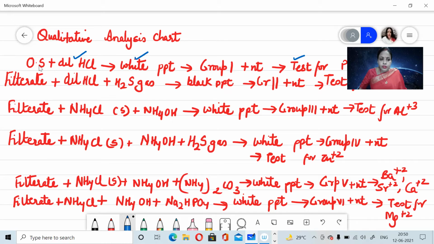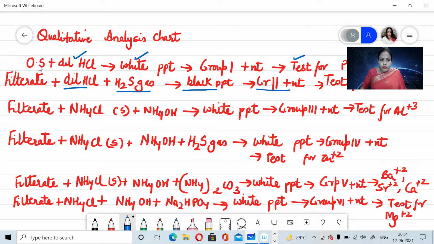Now, if to the filtrate we add dilute HCl because we have to maintain the medium acidic, the group reagent of group 2 is H2S gas. I have already told you that we will not use the term add H2S gas. We will use the term pass the H2S gas through the filtrate in which we have added dilute HCl. If I get a black precipitate, it indicates the presence of group 2. If we are not getting a black precipitate, that means group 2 is absent. If we obtain the black precipitate, we will always filter the solution and keep the precipitate aside for the testing of copper ion.